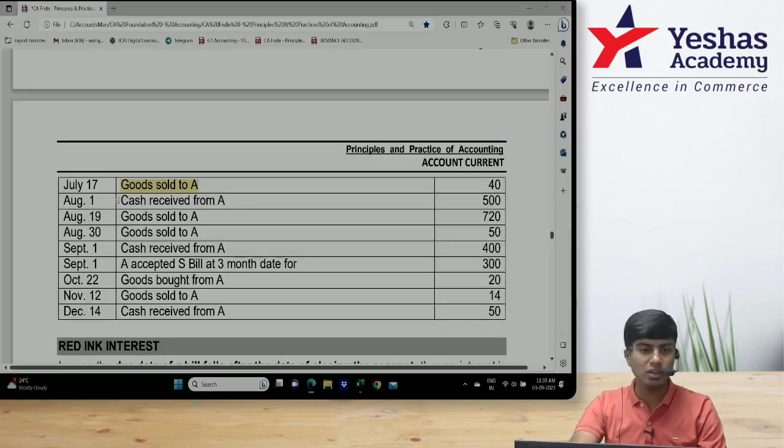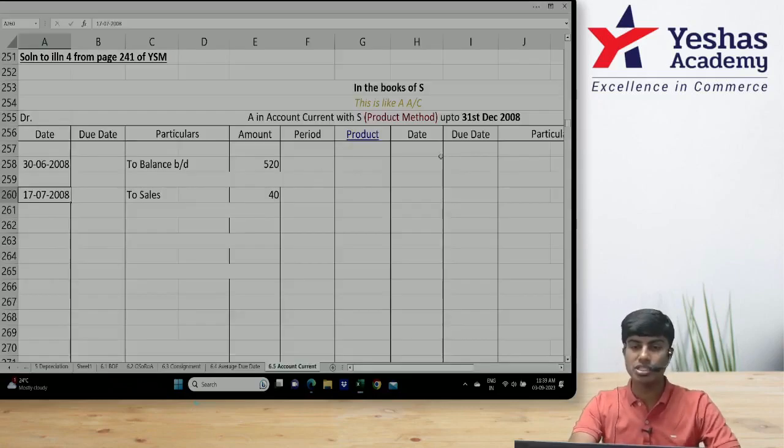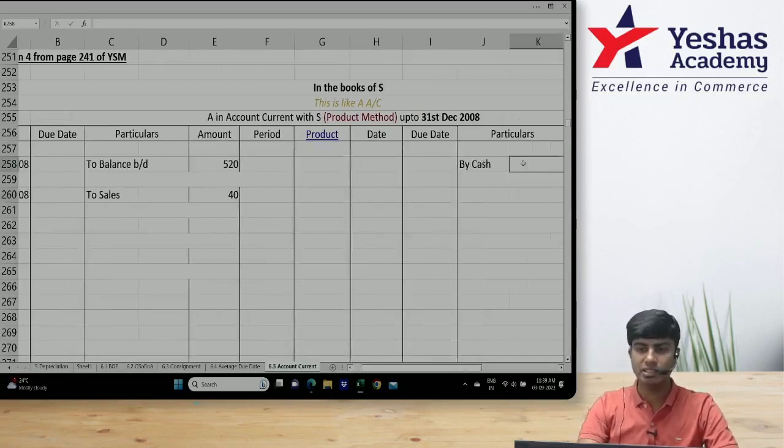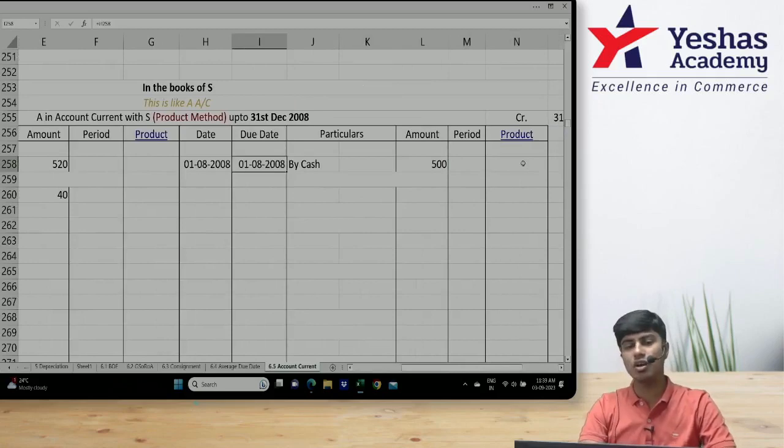Any other due date given? No. Cash received from A. Entry is cash account debit to A. So this is A account. Shall I write here "By cash"? By cash, amount is 500. Date is 1st of August.